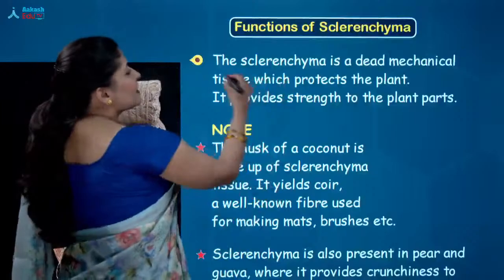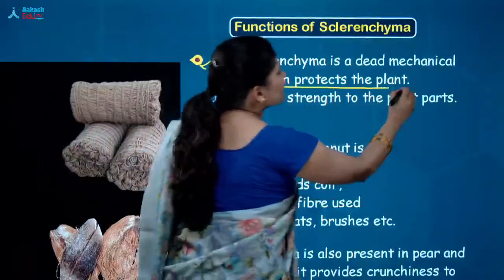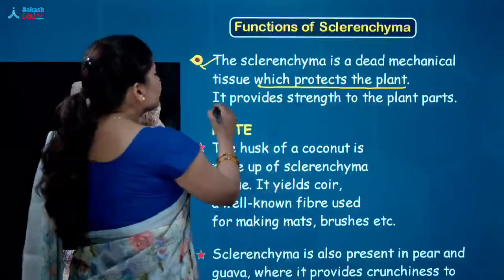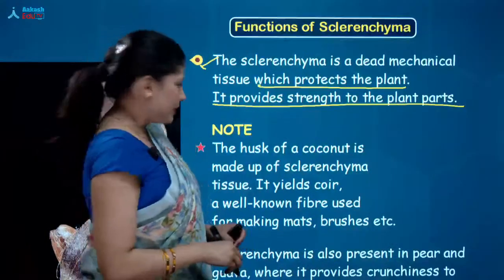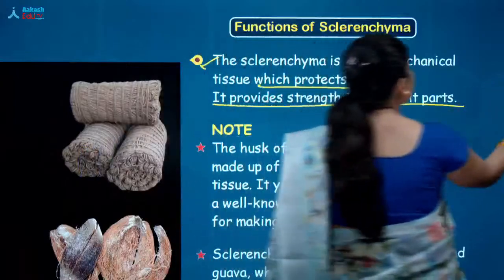The sclerenchyma is a dead tissue, mechanical tissue which protects the plant. Yes, I have told you, it protects the plant. It provides strength to the plant parts. Yes. The husk of coconut. So what is husk of coconut?